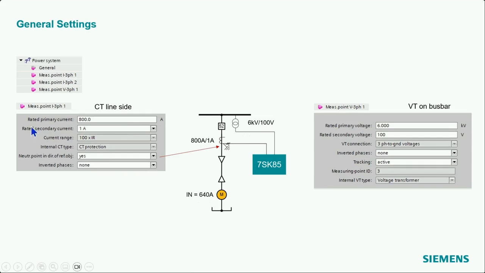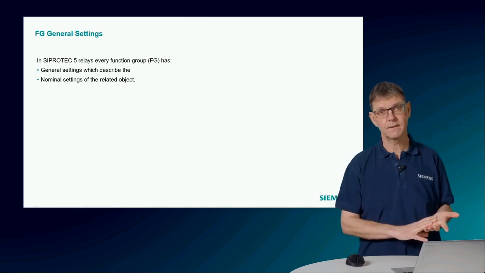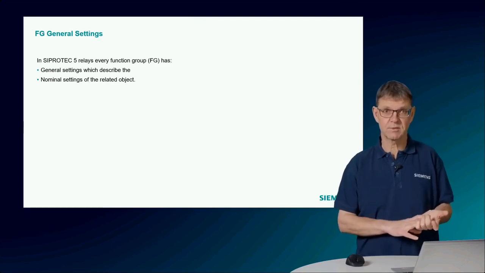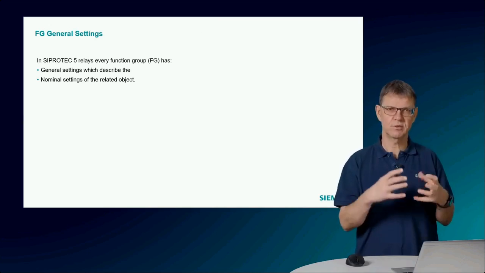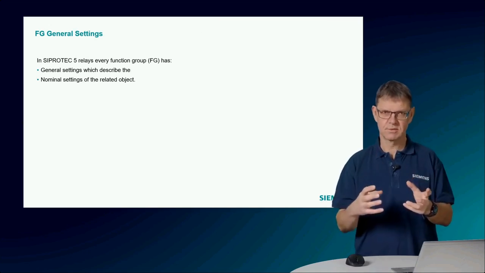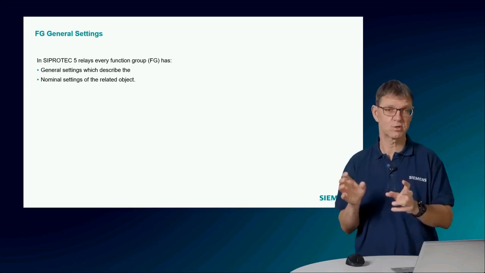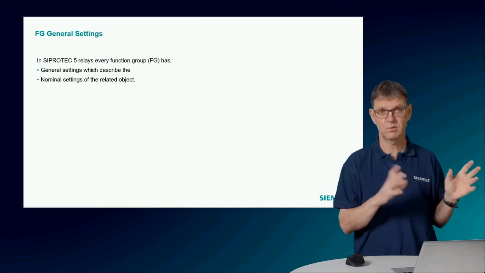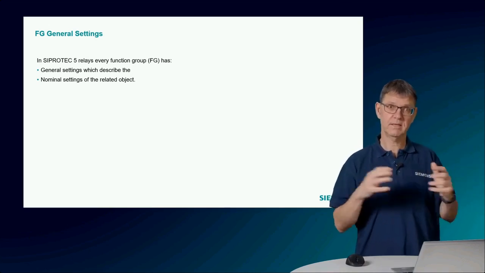Then we have another tab here for the voltages. Here I enter the voltages of the voltage transformer basically. Okay, then every function group has a general setting which describes, or maybe one step before, every function group we have in the relay describes an object on the primary side. So we can have a function group for a motor, for example, for a circuit breaker, for a disconnector, for a line, and so on.